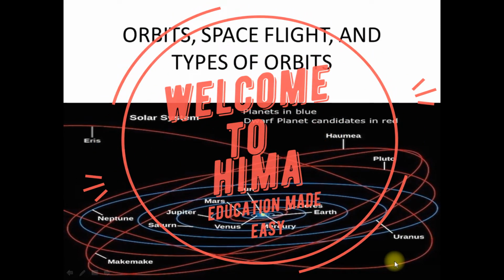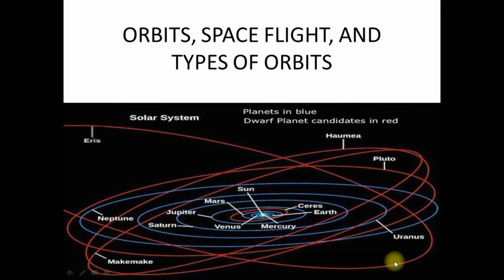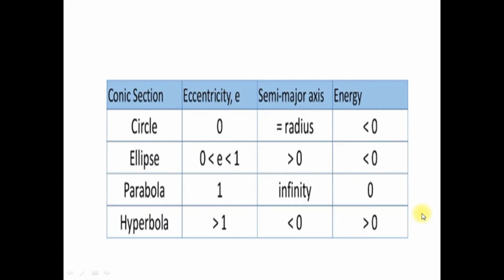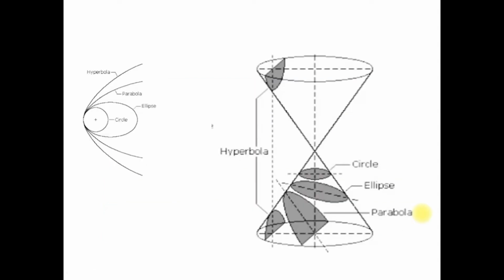In this video, we are going to discuss orbits, spaceflight, and types of orbits. So here, if we see the types of conic sections, what is the value of eccentricity, what is the semi-major axis, and what is the energy. If we take any cone and cut it at different angles and different planes, we'll be able to obtain a circle, ellipse, parabola, and hyperbola. That we'll be discussing in this slide.